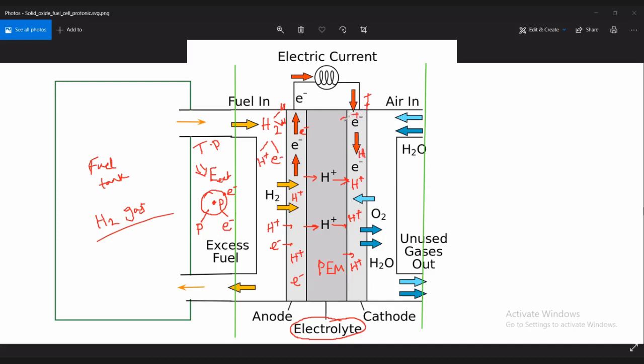There are so many hydrogen ions there, and because of having many electrons in the anode, there are a lot of negatively charged particles here. So there are some excessive electrons in the anode, and there are some excessive positive ions in the cathode. That results in a potential difference between the two terminals. One is the anode and this is the cathode.